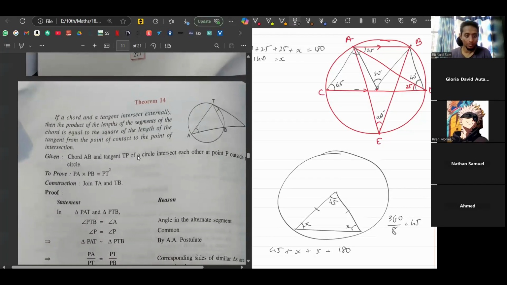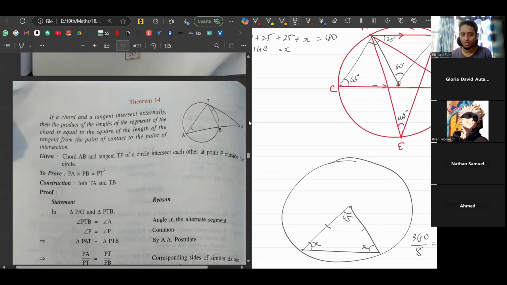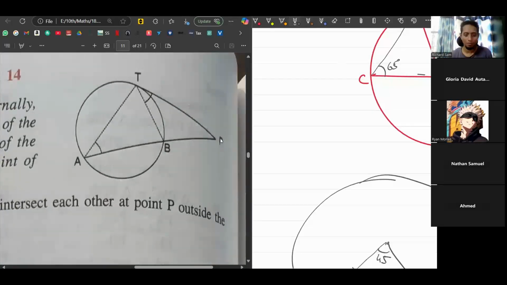And this theorem, we have not seen this. If a secant and a tangent intersect externally, so see, this is the secant and this side is a tangent, if they are meeting externally, then PA into PB is equal to PT square. PA into PB is equal to PT into PT. You understand? From the external point, it's the same as the other theorem for two chords.